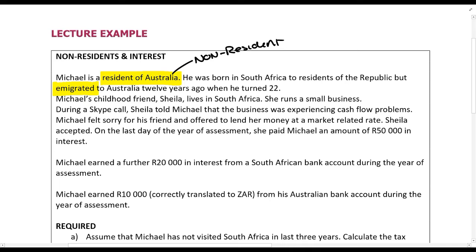Sheila accepted. On the last day of the year of assessment, she paid Michael an amount of 50,000 rands in interest. Michael earned a further 20,000 rands in interest from a South African bank during the year of assessment, and he earned 10,000 rands, correctly translated to South African rand, from his Australian bank account during the year of assessment.